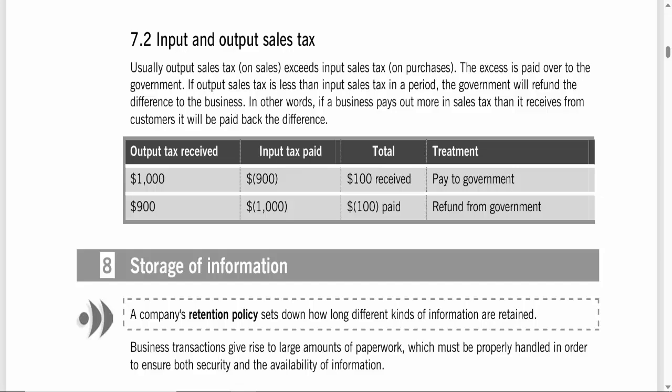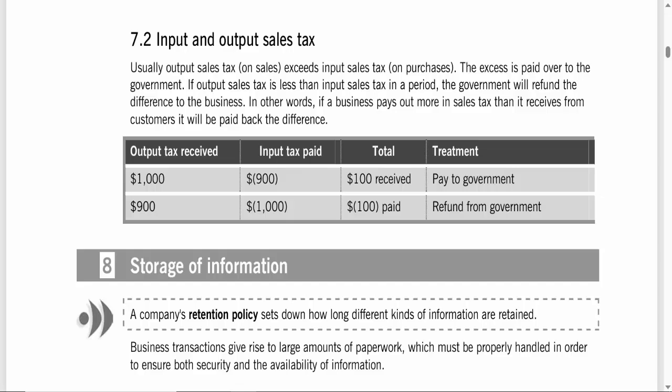Government's role. The government receives sales tax either directly, if output exceeds input, or indirectly through refunds, if input exceeds output. This balance helps maintain fair tax payments across businesses, avoiding double taxation on the same items.